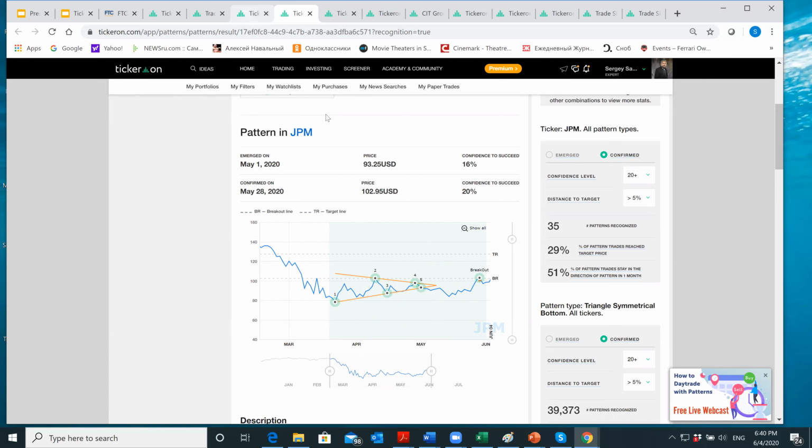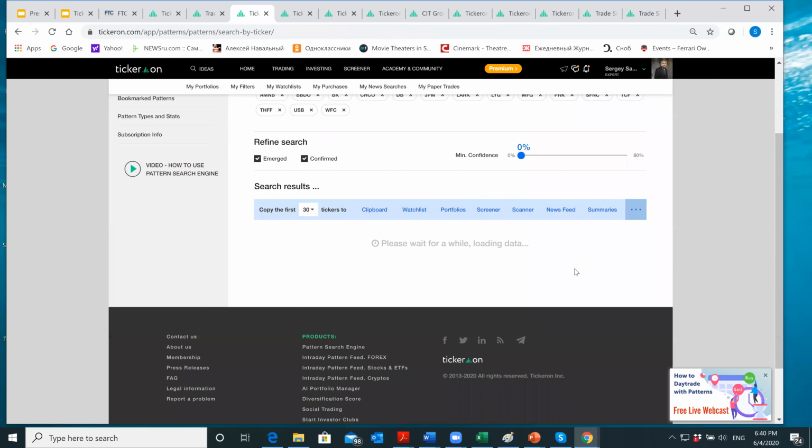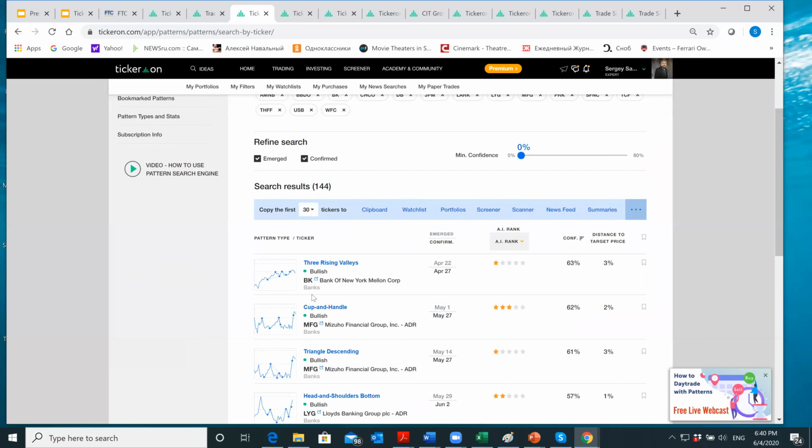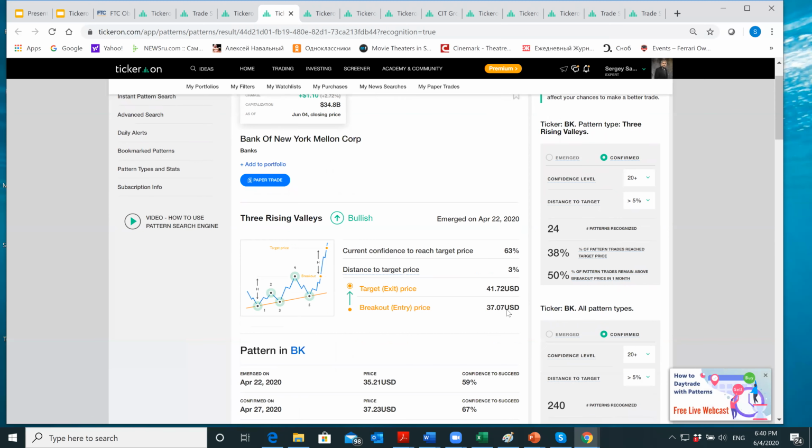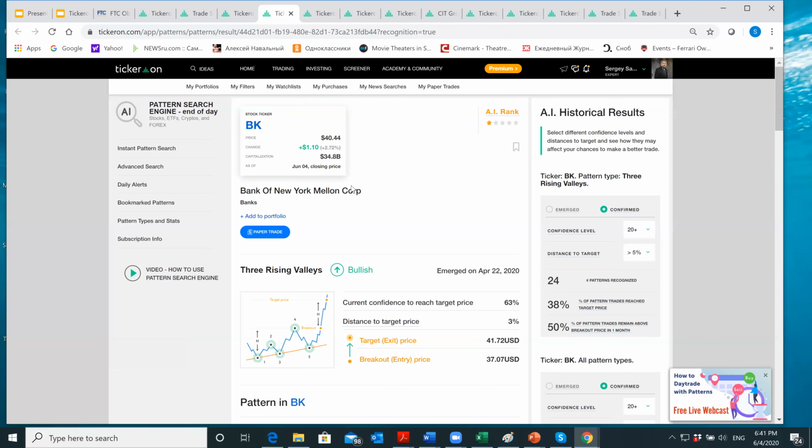But let's see whether we can find a better confidence in this group. At 63%, Bank of New York Mellon, 63% is also kind of bullish. The market is bullish, and let's see what's going on here. Distance to target 3%, and the confidence level is 63%. So that's a really good opportunity to trade. But to do the full analysis, I would click here and read about this company.